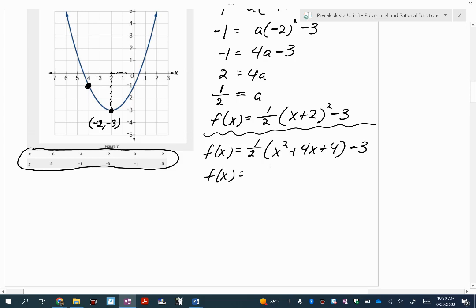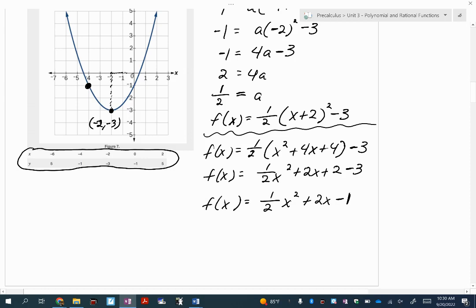All right, so half of all of this is going to be 1/2 x squared plus 2x plus 2, and then minus 3. So now if I just combine my last two terms, because they are like terms, I'll have my answer. So 2 minus 3 is -1.